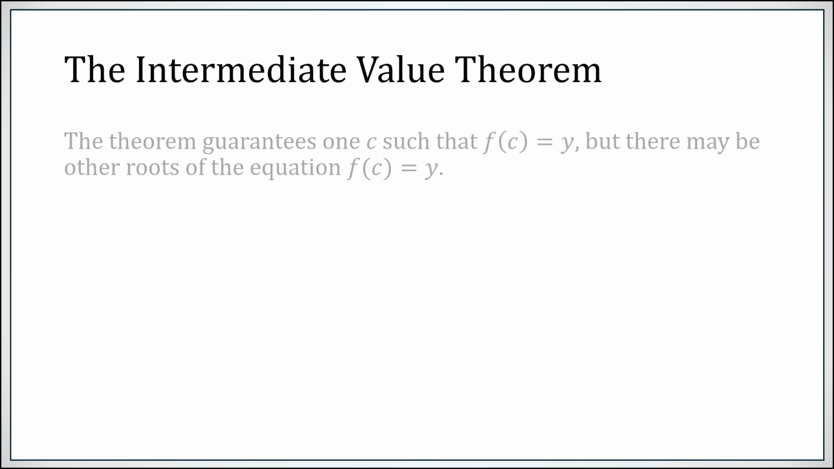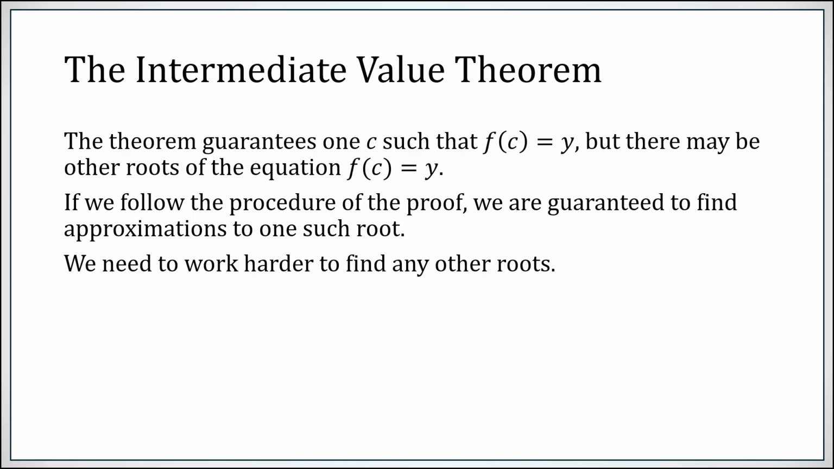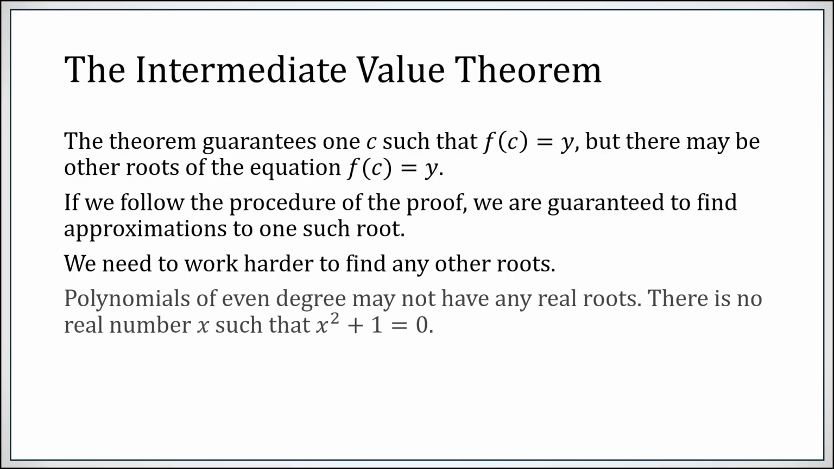Okay, the intermediate value theorem guarantees that we can always find at least one point in the domain where the range is our target value in between the values at the endpoints. But there can be more than one place where this value is achieved. If we follow the procedure of the proof, you can find approximations to one such solution. If we want to find others, that takes more work.